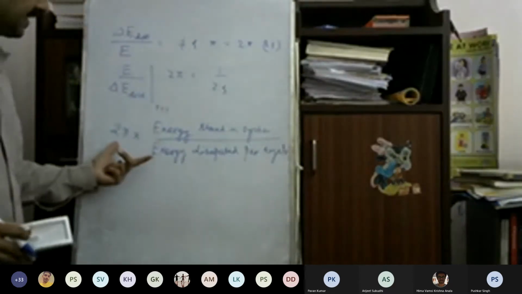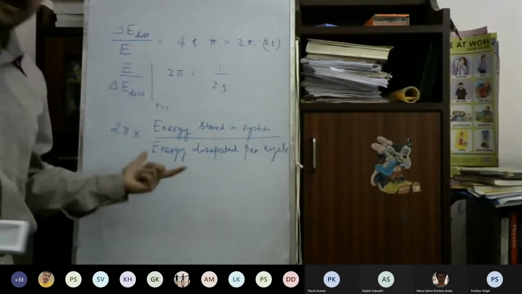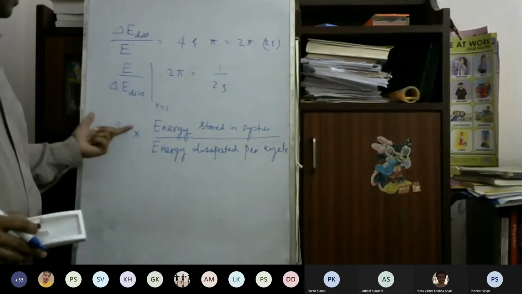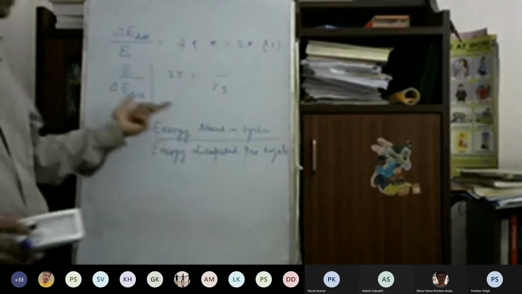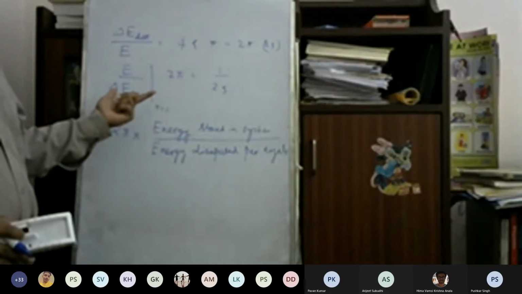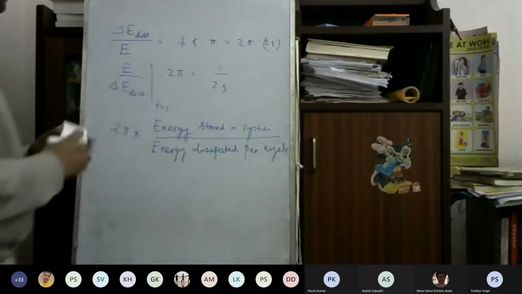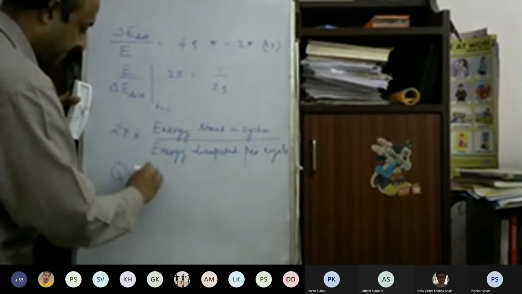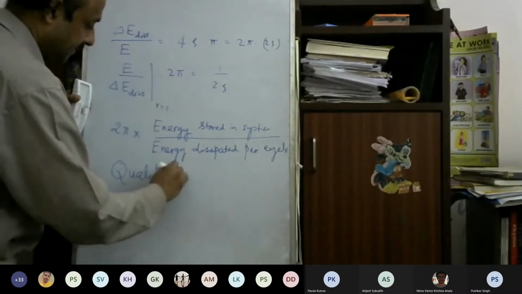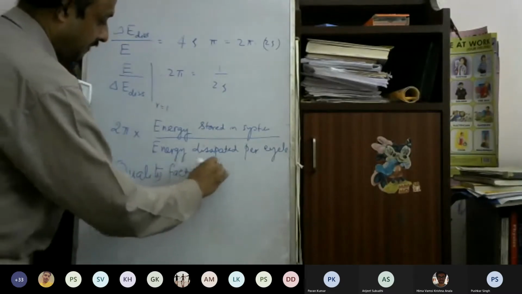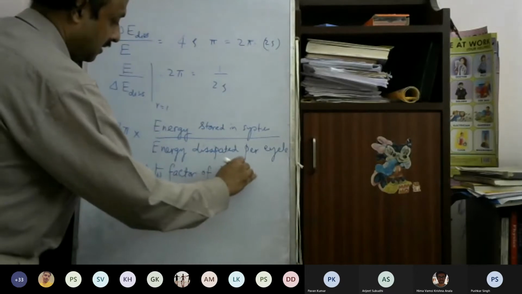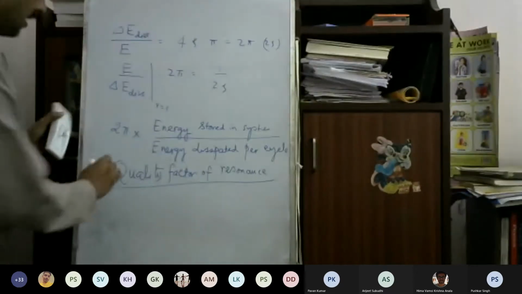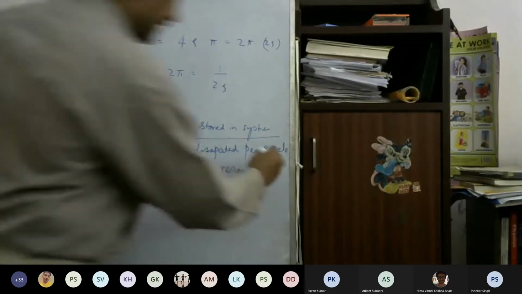This thing has a name. Can you tell me the name of this quantity we have written? 2 pi times the energy stored in the system divided by the energy dissipated per cycle. This has the name quality factor. Quality factor of resonance, or Q factor of resonance.